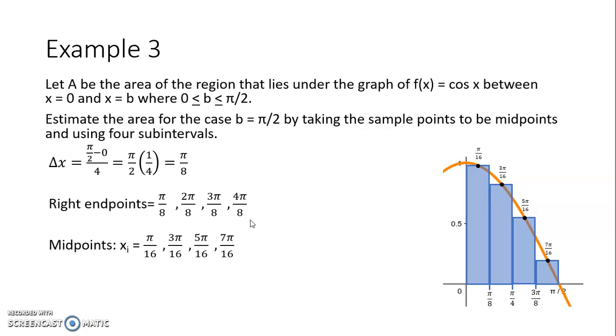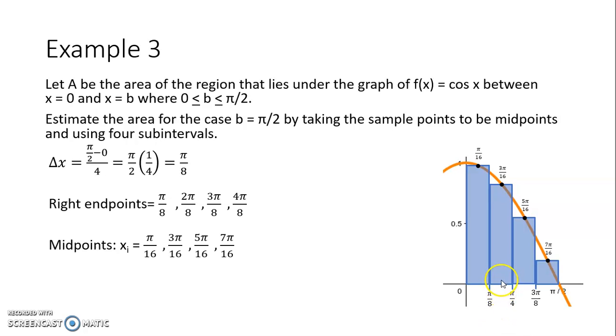But they don't want us to use the right endpoints. So I've defined where this rectangle begins and where it ends, but that's not really what I need. They want me to use the midpoint of each interval. So the way you do that is you average the beginning point and the ending point. So you would do 0 plus pi over 8 divided by 2, which is pi over 16.